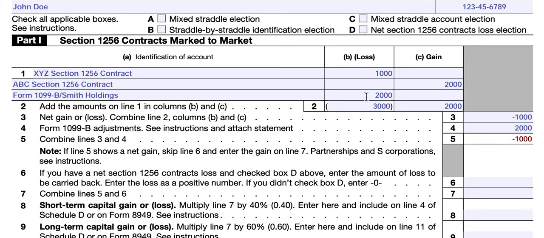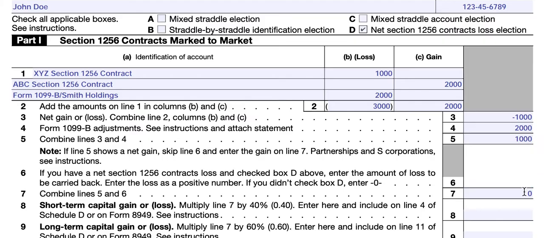Imagine that we have a $1,000 loss. We check this, and then we would enter the amount of the loss that we're going to carry back. So you could do this, and then the number in line 7 would be 0. We would simply carry back any loss to the appropriate prior tax year, and we would go from there.